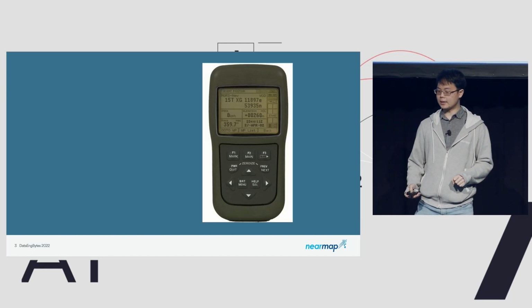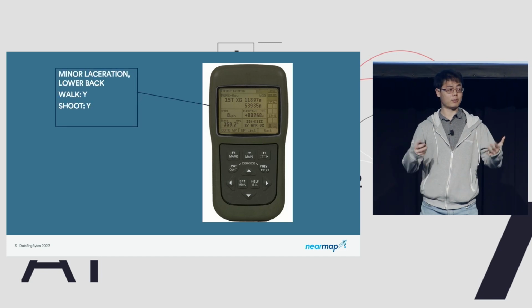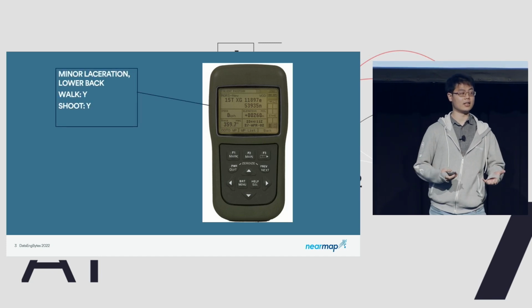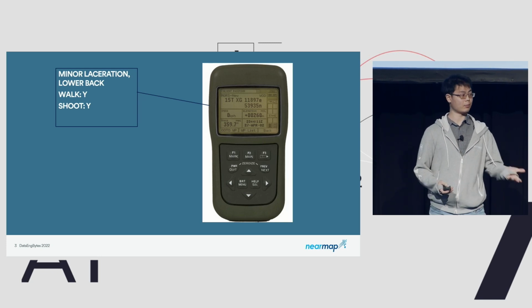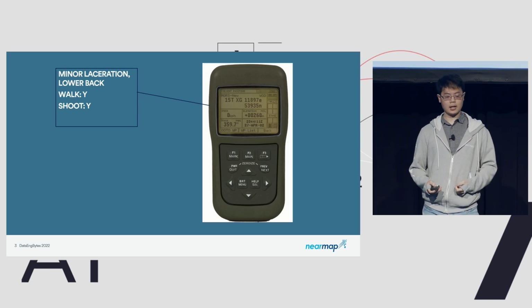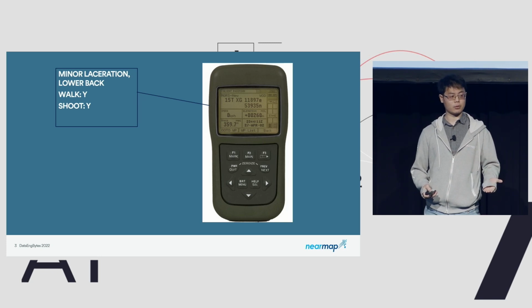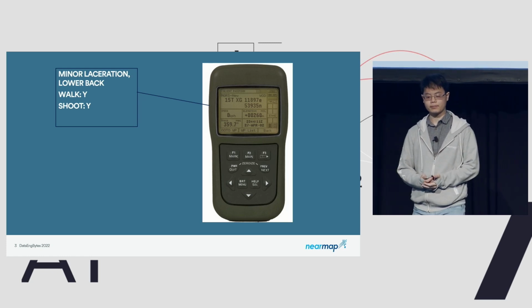And what it does is that it shows you your simulated healthiness and ability to fight. So for example, over here, it's showing that there's a simulated minor laceration. And the important bit is below, where it's saying that I can still walk and shoot. But if any of these said N instead of a Y, that would mean that my simulated injury was preventing me from either being able to walk or to hold my weapon.